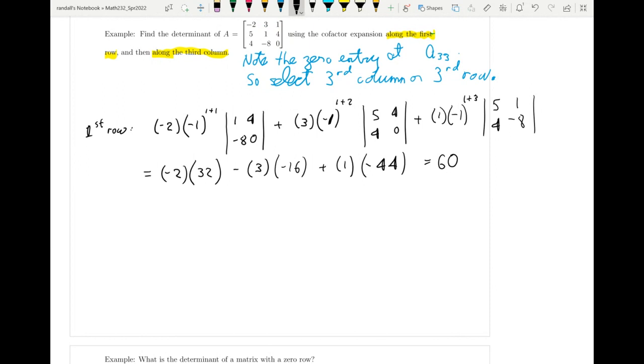Fine. So now let's go to third column, which will be a little shorter because there's a 0 there. So I'll only have 2 terms in this expansion. So here we go, third column.